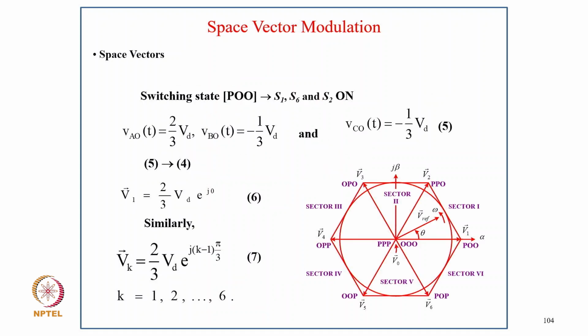So now coming to switching state P 0 0, that is S1, S6 and S2 are on. So we get VAO equal to 2 by 3 VD, VBO equal to minus 1 by 3 VD, and VCO equal to minus 1 by 3 VD, and V1 equal to 2 by 3 VD e to the power j0, and similarly we can define the Vk vector as 2 by 3 VD e to the power j(k minus 1) pi by 3, where k is 1 to 6 as shown in the diagram.